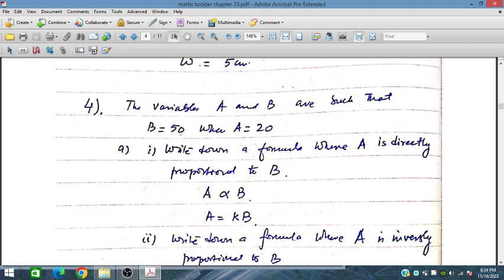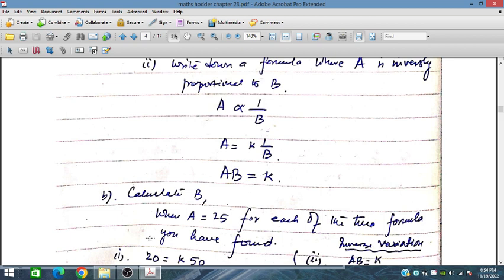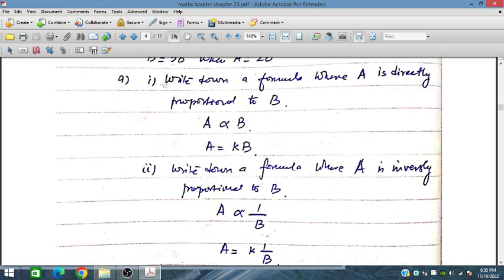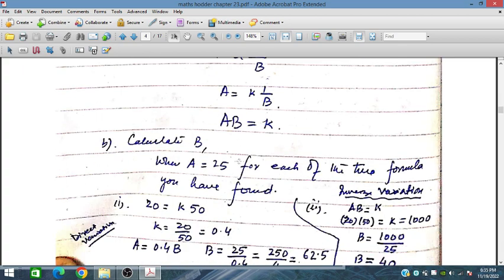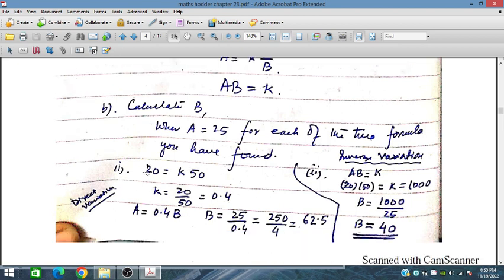Now for these two variations, calculate B when A is equal to 25 for each of the two formulas you have found. So from the above parts, we have to find the value of B when A is equal to 25. Initially we were given 20 and 50. From this we have obtained the value of K as 0.4, and from this, A is equal to 0.4B.